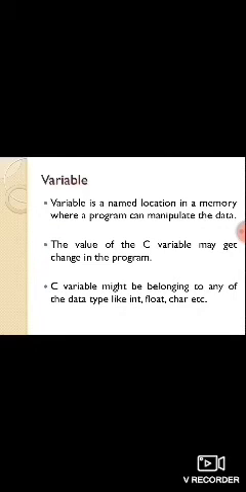Each variable in C has a specific type. The C variable might belong to any of the data types like int, float, char, etc., which determines the size and layout of the variable's memory, the range of values that can be stored within that memory, and the set of operations that can be applied to the variable.